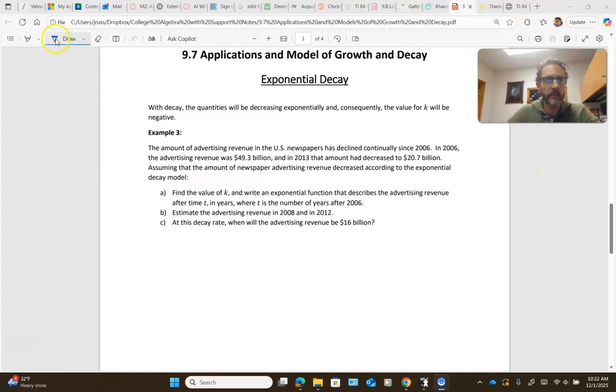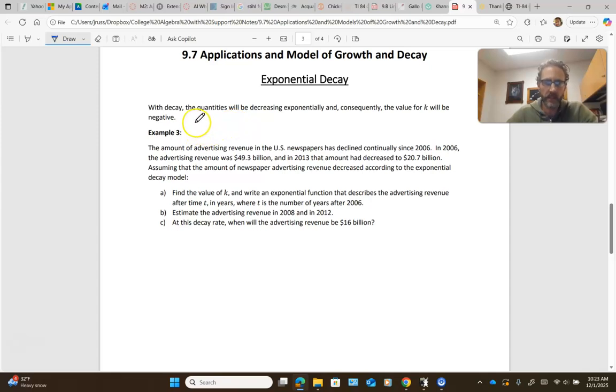Alright guys, we'll look at a couple more examples. So now we're going to look at a couple examples that involve processes of decay. In those instances, the only difference will be the value of k will be a negative number. And for future values of the function, they will be decreasing, because it'll be a decreasing exponential function.